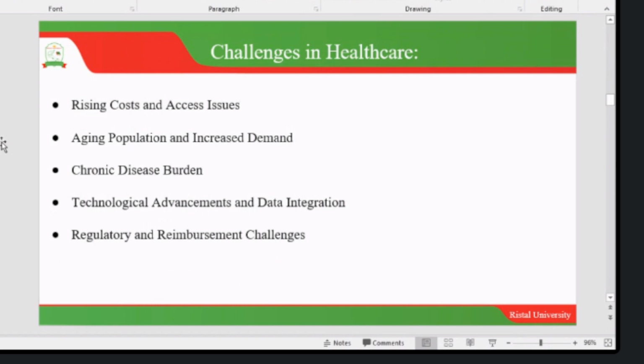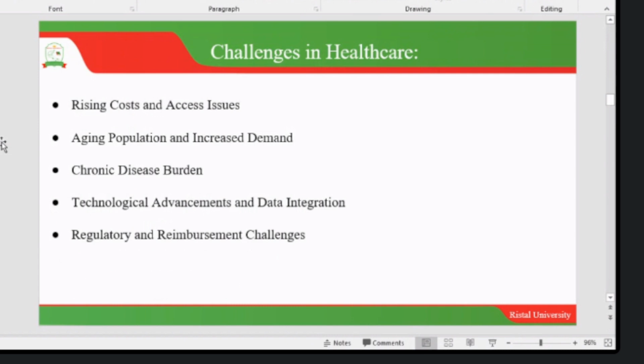access issues, the aging population and increased demand for healthcare, chronic disease burden, where we have issues of cancer, where we have diabetes, where we have hypertension and other heart diseases, then technological advancements and data integration. In the age where we are in the wave of artificial intelligence, there are a lot of challenges that are there which can be explored and exploited by any entrepreneur, so as to create a very good venture.